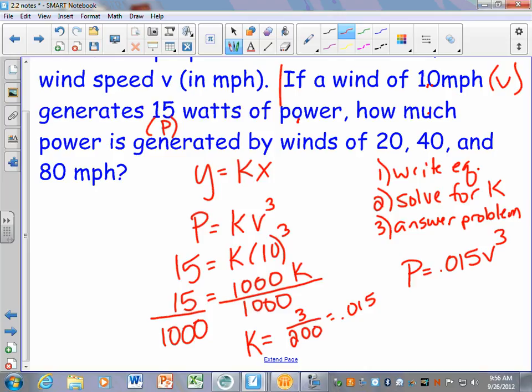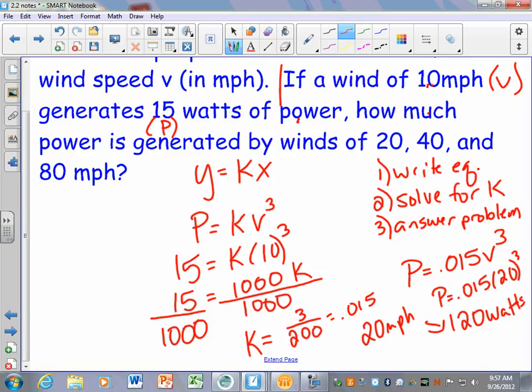Yeah, it's just on your calculator now. You're just going to plug in those different values. And so for 20 miles per hour, I'm just going to plug that in. I'm going to say P equals 0.015 times 20 cubed. And I'm just going to type in my calculator. So the end of these problems are just a calculator problem. It's just getting the equation, solving for k, and then you just do what it asks. I got 120 watts of power.